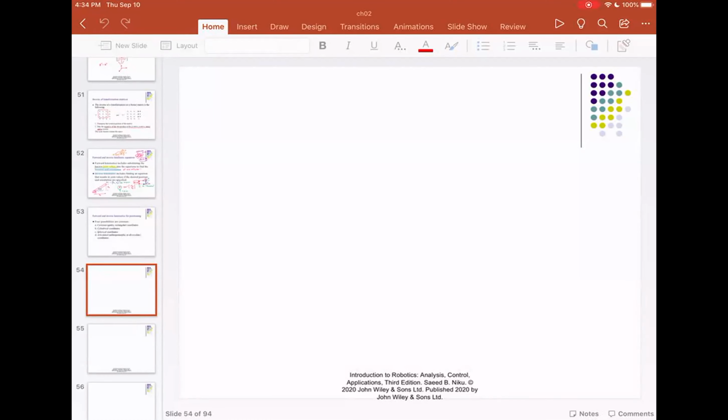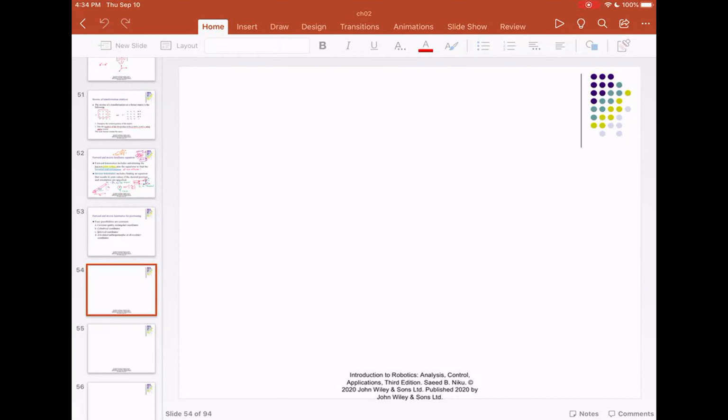Okay, welcome everyone to Robotics 1. In today's class, I'm going to talk about inverse kinematics. Please note that we are changing the sequence in a sense that the DH parameters will be discussed later in the class. I just want to go with the flow, the way the textbook is going.